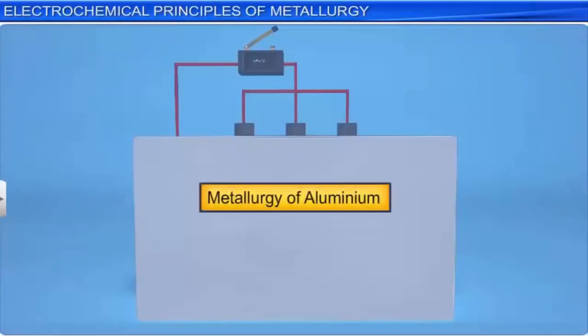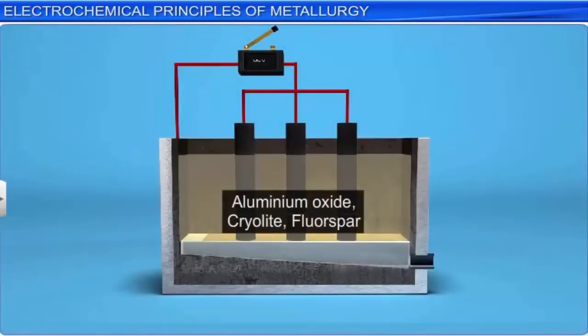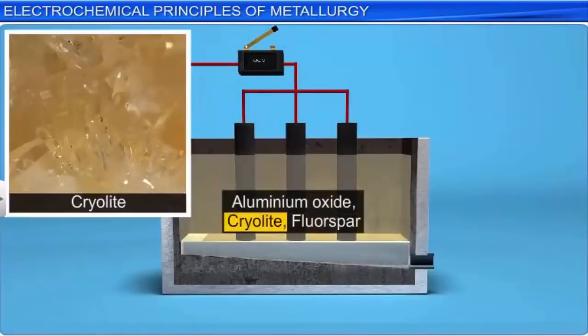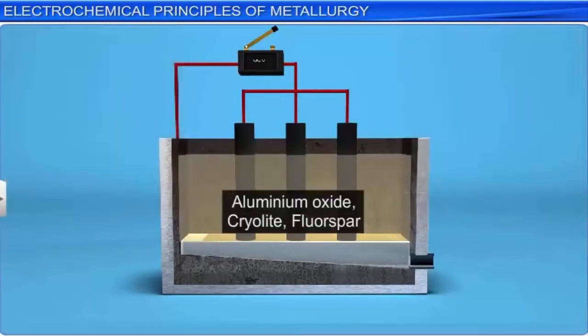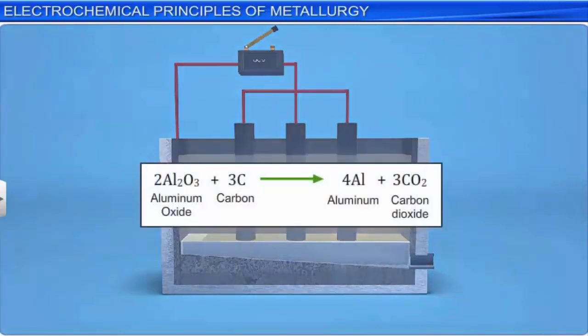The metallurgy of aluminium is the best example of reduction of metals through electrolysis. In this process, we add cryolite and fluorspar as flux to aluminium oxide. Because pure aluminium oxide is a bad conductor of heat and electricity, the fused substance is used as the electrolyte. The entire cell reaction is shown here.